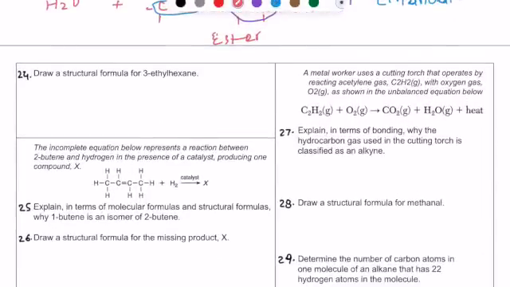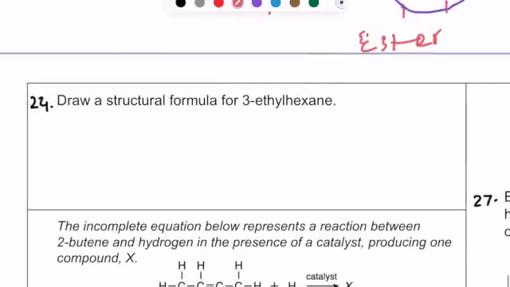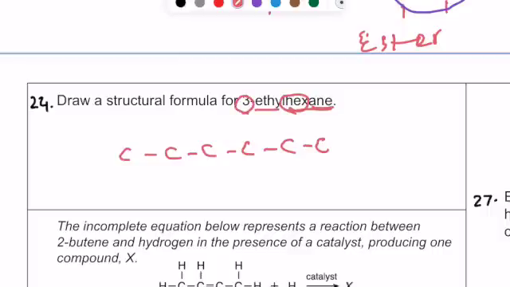Now draw a structural formula for 3-ethylhexane. So the first thing that we can do is draw the parent chain. We know we have 6 carbons in the parent chain because we have the prefix hex, and they're all single bonded because it ends with ane. And then the ethyl represents a branch at carbon number 3.